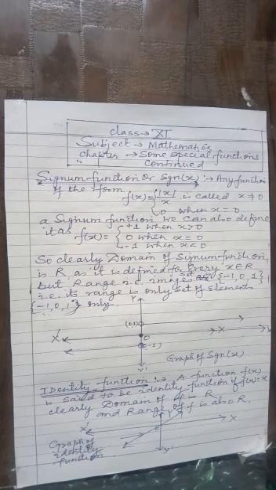So it is called a signum function, and we can also define it as f(x) equal to 0 when x is 0, f(x) is always equal to positive 1 for all values of x greater than 0, and f(x) is always equal to minus 1 for all negative values of x.